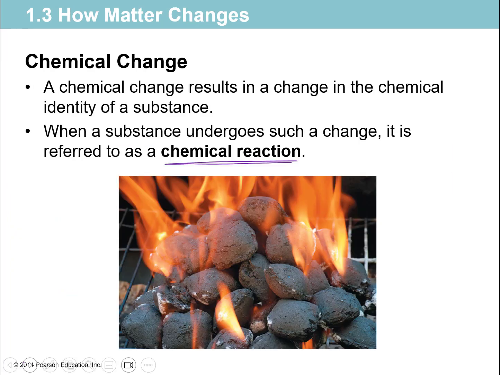But what happens if you light charcoal? So you pile up your charcoal, you add a little bit of lighter fluid, and then you throw the match, and now you see flames.